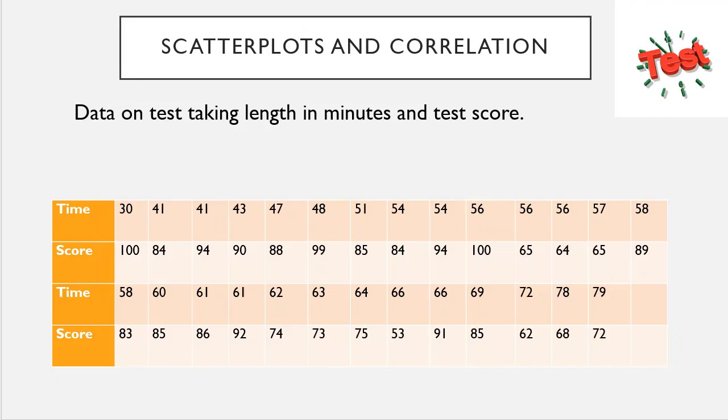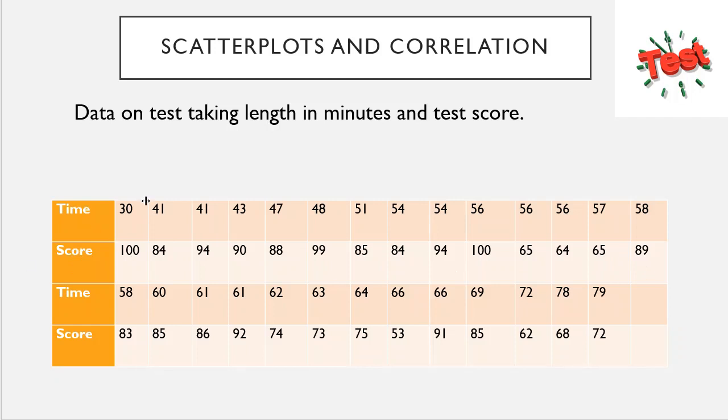So let's start with a simple example. Here's some data on test taking length in minutes, and then the test score from 0 to 100. So a bunch of students took a test. As they turned them in, the professor marked down, okay, it took him 30 minutes to do the test, and he got 100%. It took her 41 minutes, she got 84%, et cetera, right? So the time it took, that's a quantitative variable. And the score they got, that's a quantitative variable. So we've got two quantitative variables.